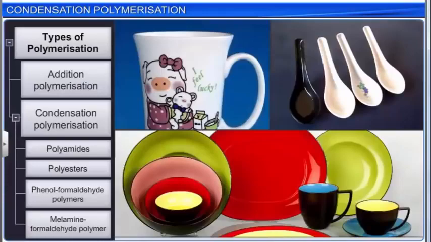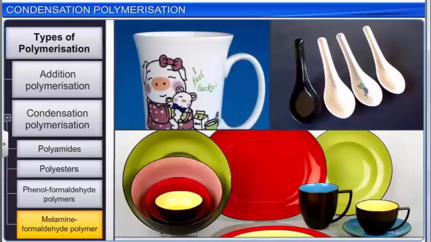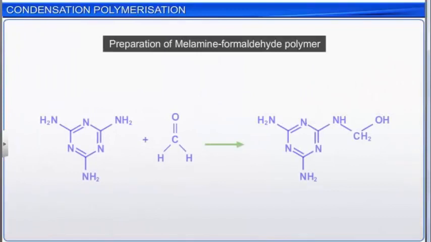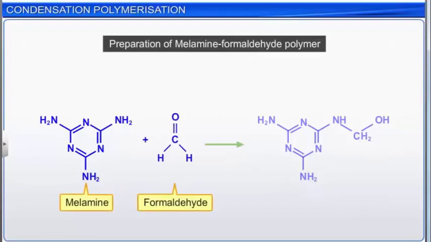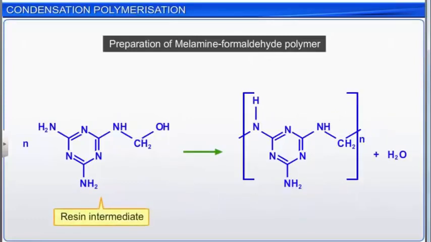Another important condensation polymer is the melamine formaldehyde polymer. The first step in the formation of this polymer is the reaction between melamine and formaldehyde, which results in the formation of a resin intermediate. The resin intermediate undergoes condensation polymerization to form melamine polymer.